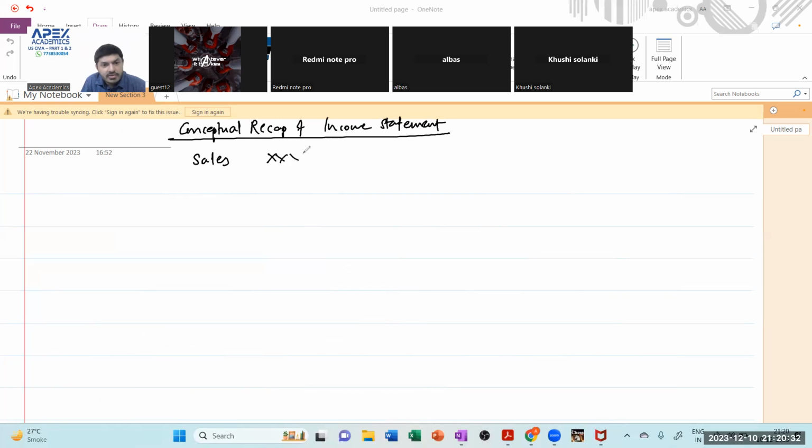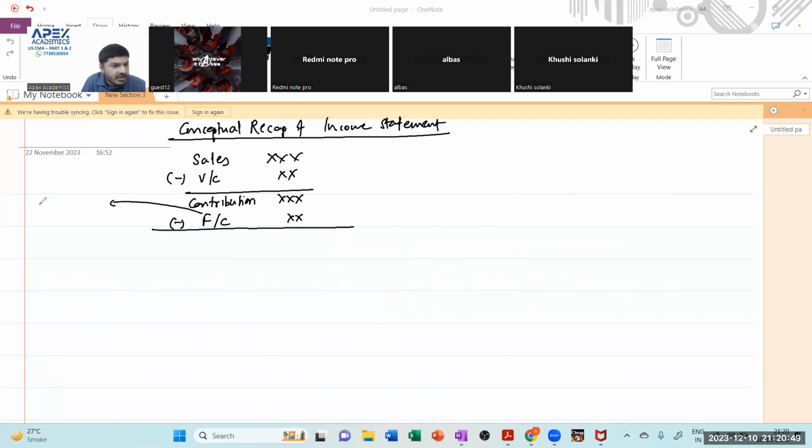First will come sales. From sales, what will I subtract? Variable cost. What will I achieve? Contribution. What will I subtract? Fixed cost. I want you to note that this is fixed operational cost. What will you get? EBIT. From EBIT, what will you subtract? Interest. I'm interested in this aspect over here. What will you get? EBT.